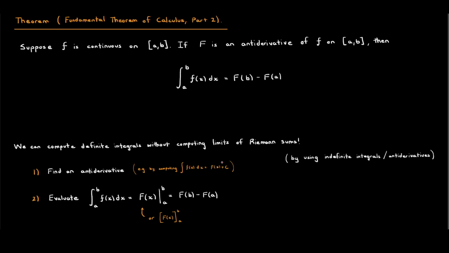This is also called the evaluation part of the fundamental theorem of calculus. And this is the key. This is the connection between the definite integral and the indefinite integral. It allows us to compute definite integrals using antiderivatives. And you can summarize the process using 2 steps. First, you have to find an antiderivative for the given function, and then just take that antiderivative and evaluate it at the limits of integration. The antiderivative evaluated at the right endpoint minus the value of the antiderivative at the left endpoint, f of b minus f of a.